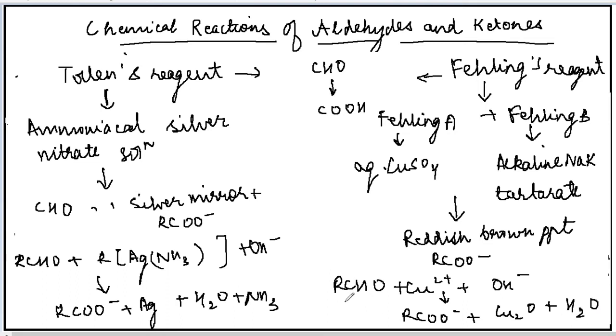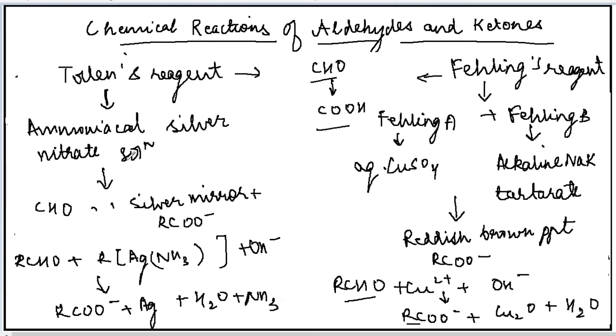So the aldehyde oxidizes to carboxylate ion and a reddish brown precipitate is being formed. Tollens reagent and Fehling's reagent you will be using in your practicals also. In this, they are used only to oxidize the aldehyde to acid, and these are mild oxidizing agents.